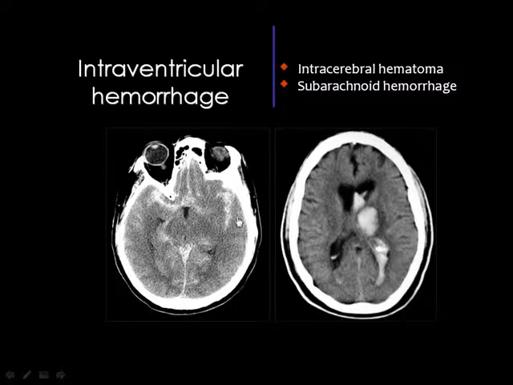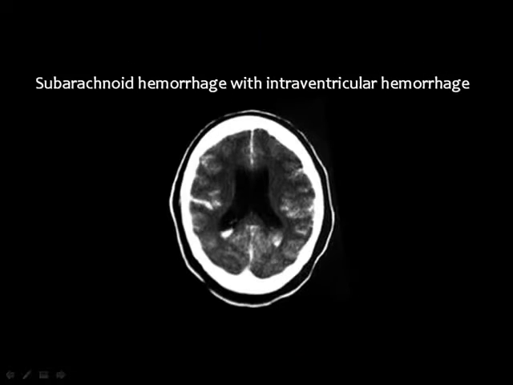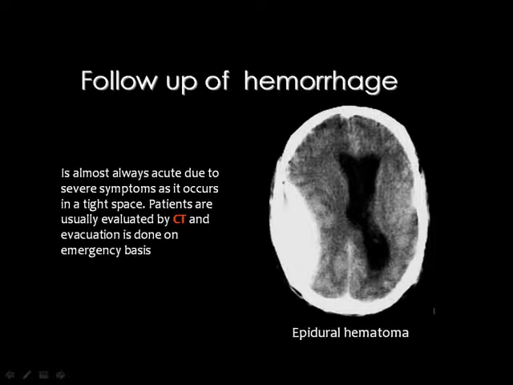Then what about the subarachnoid hemorrhage? The subarachnoid hemorrhage is hemorrhage circulating with the CSF. Then this hemorrhage, with time, will enter inside the ventricle. Then we have two sources for intraventricular hemorrhage, which are the intracerebral hematoma and the subarachnoid hemorrhage. And this is the subarachnoid hemorrhage in the cortical sulci, and you see bilateral intraventricular extension of the hemorrhage.